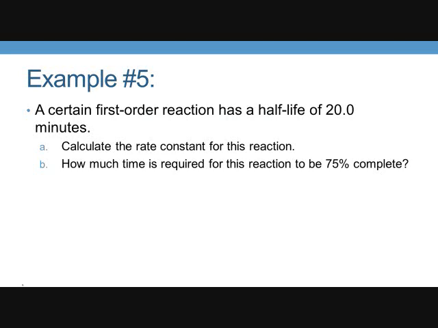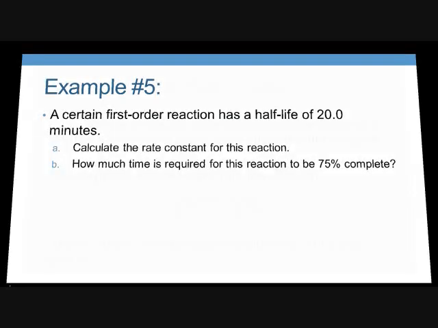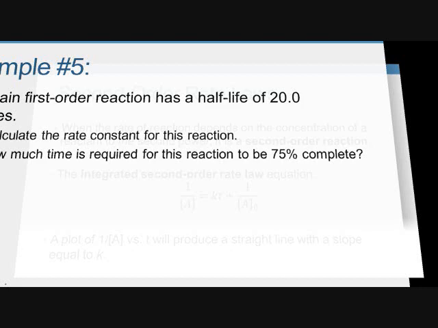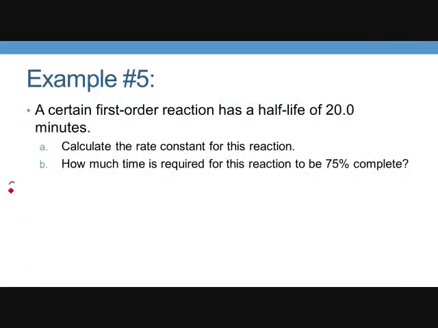So a certain first order reaction has a half-life of 20 minutes. We want to calculate the rate constant and then how much time is required. So for A, all we're going to do is use that half-life equation, which is the half-life is equal to 0.693 over K. We're going to plug in our half-life value and solve for the rate constant, K.